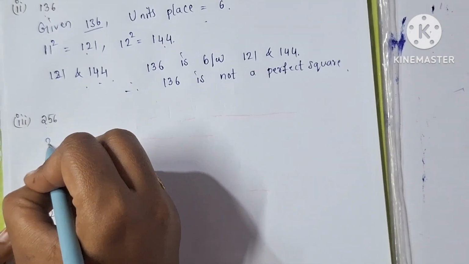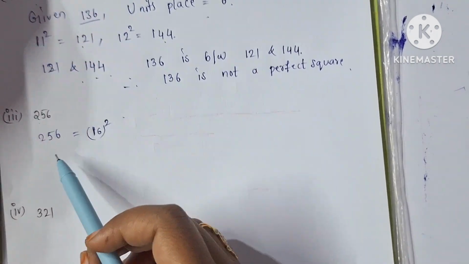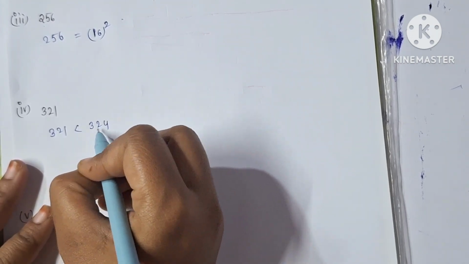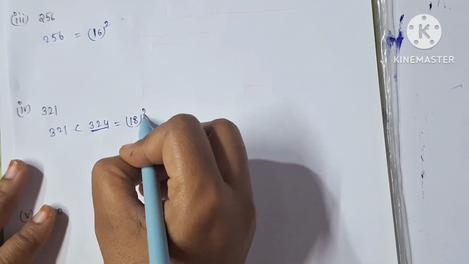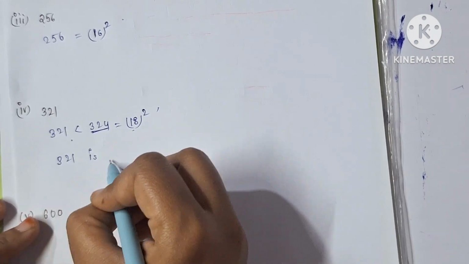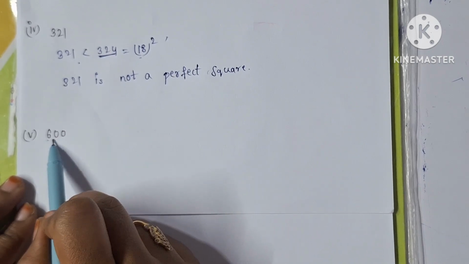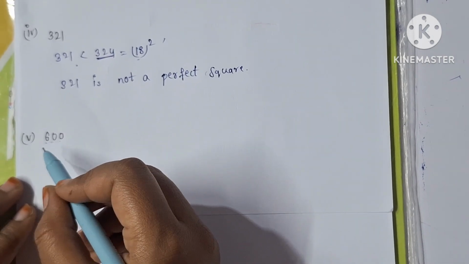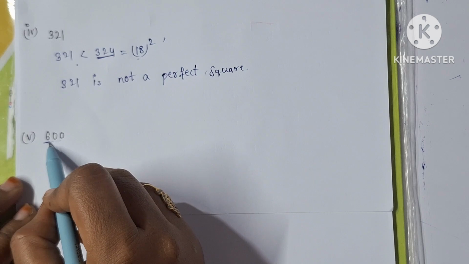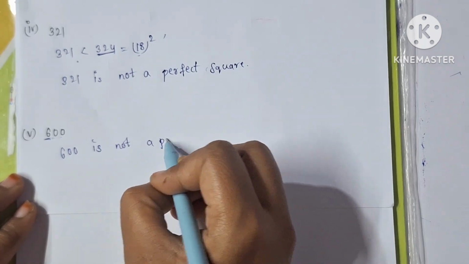Similarly, 256. 256 is a perfect square. Its square root is 16. 321. 321 is less than 324. 324 is equal to 18 whole square. So, the number immediately before it can't be a perfect square. So, 321 is not a perfect square. See, 600. The last two digits are zeros, so the chance of becoming a square is there. But see, it is 6. 6 is not a perfect square. So, 600 is not a perfect square.